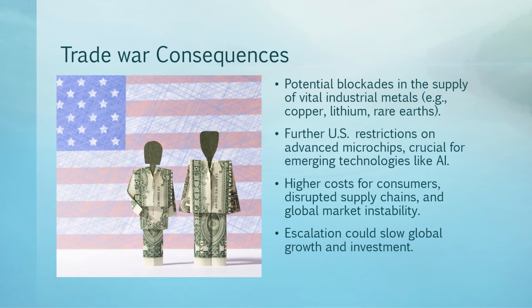So there will be potential blockades in the supply of vital industrial metals, for example copper, lithium, rare earth. और जो भी इंडस्ट्रीज हैं इन पे डिपेंडेंट है या फिर इनसे रिलेटेड कोई भी काम कर रही हैं, तो उनके कॉस्ट जो है वो बढ़ेंगे तो उनके जो प्रोडक्ट्स हैं वो भी बढ़ेंगे. So consumers will also be affected.